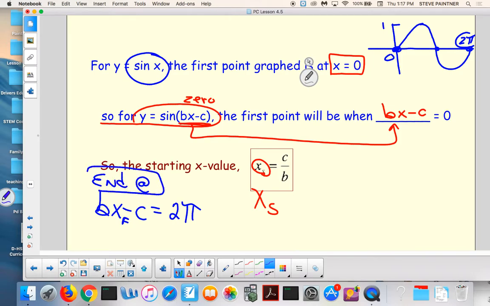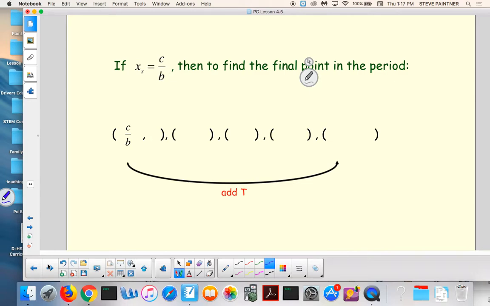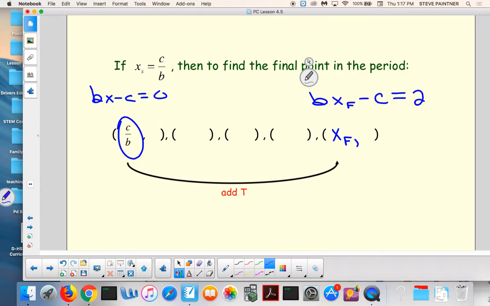Do you feel like you get what I'm talking about? This is where you start. Solve it for x. This is where you end. Solve it for x. 2 pi where you end and 0 where you start. Okay? You said yes, we did this. Where does this come from? The starting point. Where does it come from? Bx minus c, when does it equal 0? Okay, see this one over here? This is the x value. The final x value, where does this come from? Bx equals 2 pi.